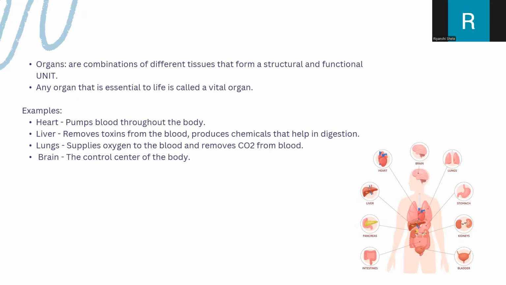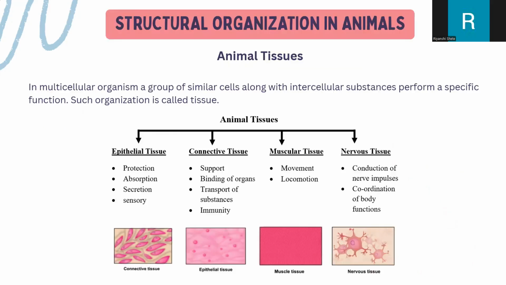So the same goes here. Any organ that is essential to life is called a vital organ. Without a single organ, the body can't perform. Some examples are the heart, liver, lungs, and the brain. The heart pumps blood throughout the body. The liver removes toxins from the blood. The lungs supply oxygen to the blood, and the brain is the control center of the body. Here I have shown in a diagram some important organs of our human body.